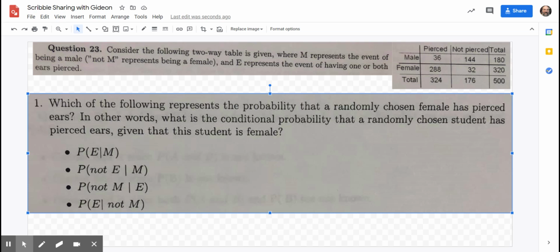And there's a big hint. In other words, what is the conditional probability that a randomly chosen student has pierced ears, given that this student is female? Okay, and we have the note that we're just using not M to represent female, basically just as a simplifier instead of M and F for two genders, and pierced ears P and not pierced ears N. We're just doing this and not this for both traits, having pierced or not pierced ears, being male or being female.